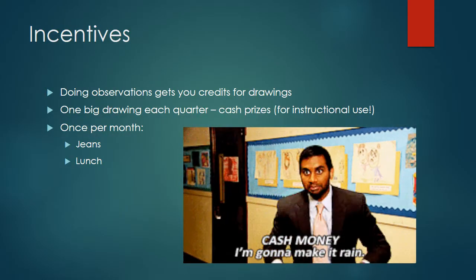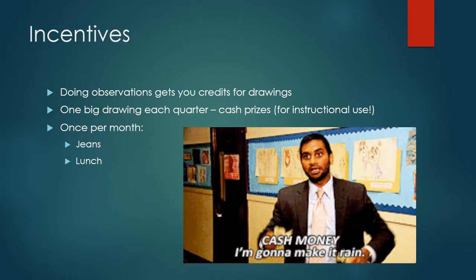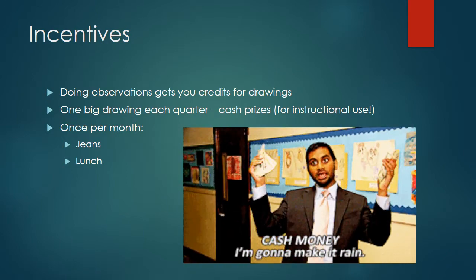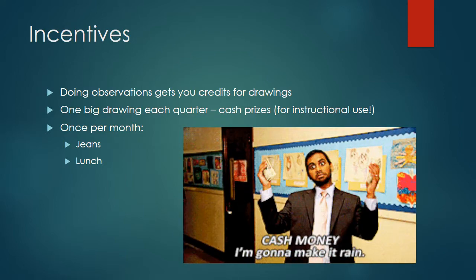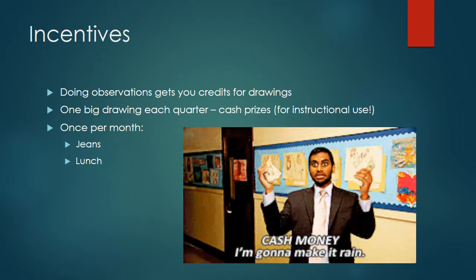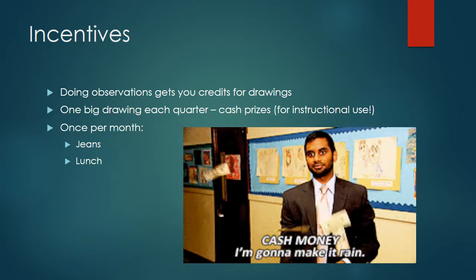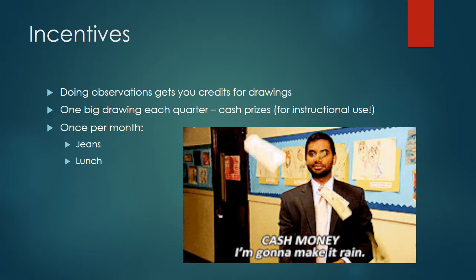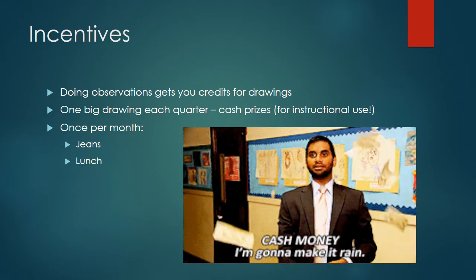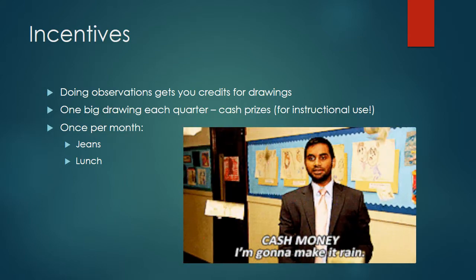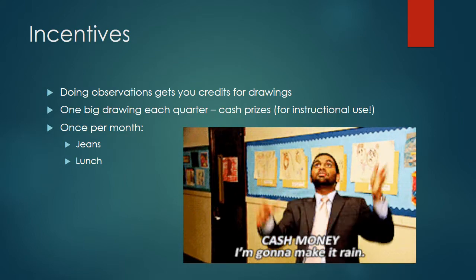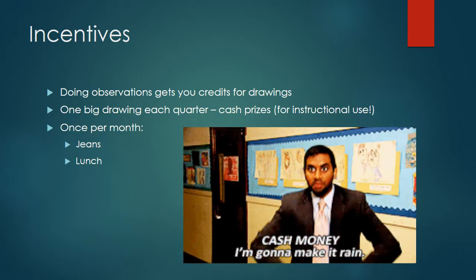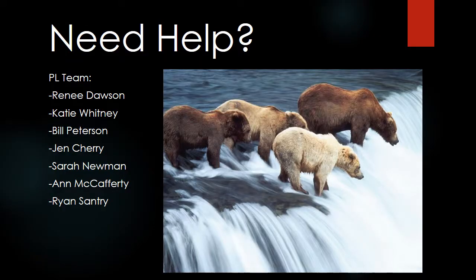Every time you do an observation and you fill out the Google form, you will be entered in for a raffle drawing. The Google form is like your raffle ticket. Your name will go into a raffle drawing for doing your observation, and each quarter, so in third and fourth quarter, there'll be a big drawing for a cash prize to be used for instructional use. We will also have additional drawings once per month, where possible prizes include a jeans day or a lunch on admin. If you have any other questions, feel free to reach out to any member of the PL team.